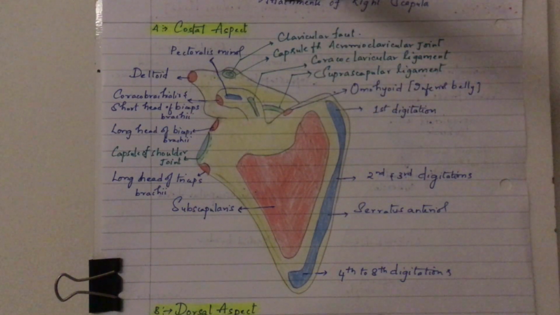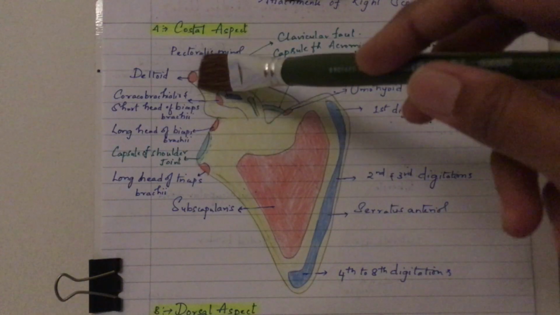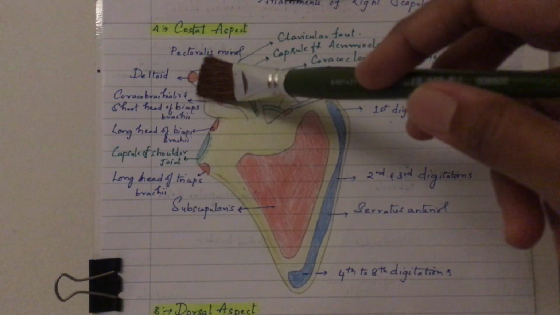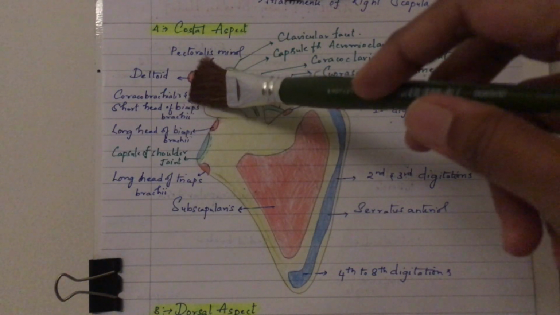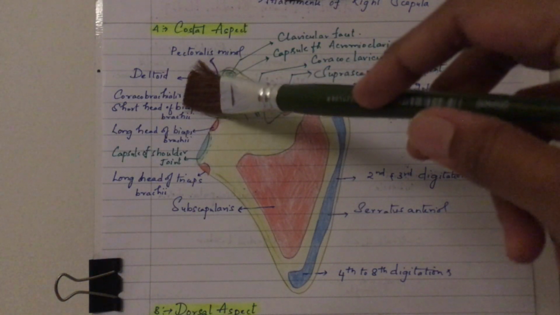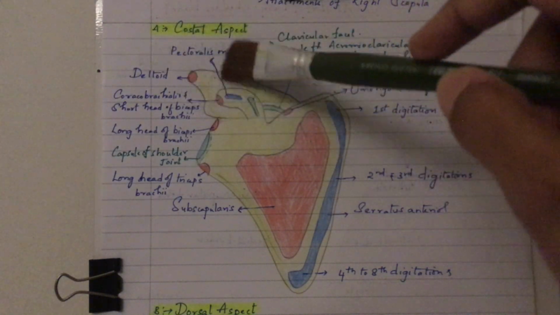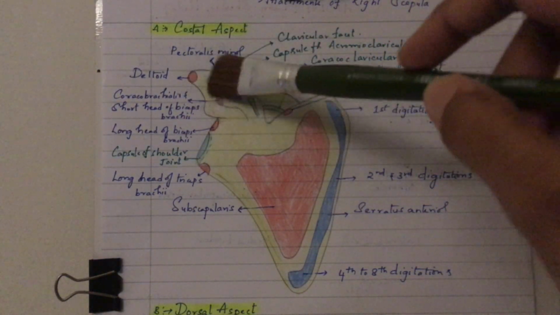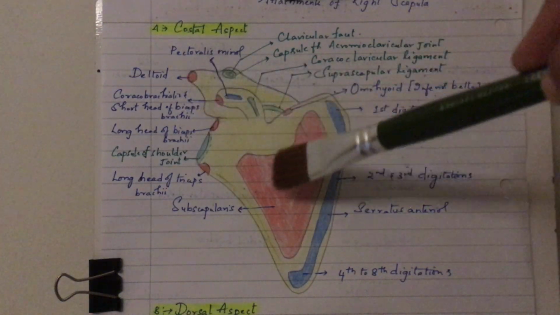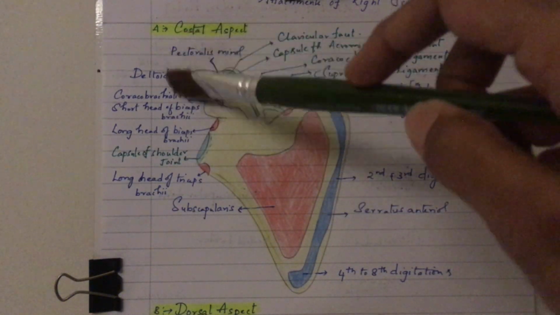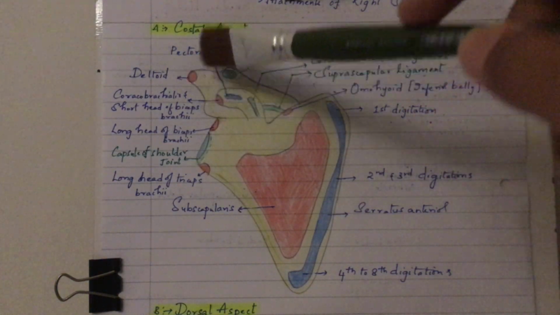Then we have the deltoid. It arises from the lower border of the crest of the spine, and from the lateral border of the acromion. The acromial fibers are multipennate. We have subscapularis, which is multipennate. We have a deltoid which arises from the acromial part, it is also multipennate.